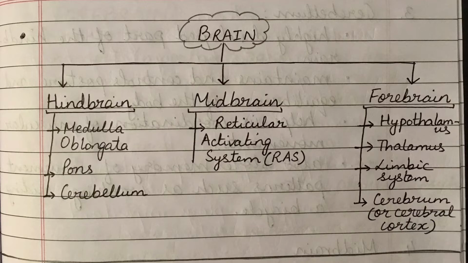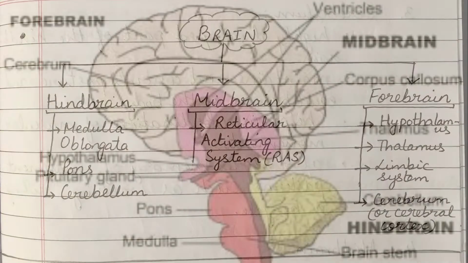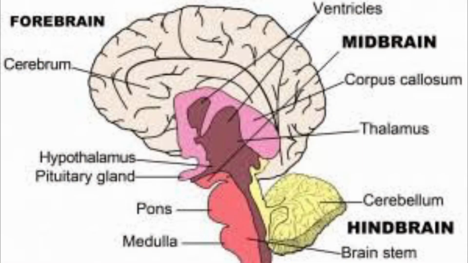known as cerebral cortex. As can be seen from the picture, the hindbrain, which is the lowest part of the brain, has the medulla, the pons, and the cerebellum, and then there is the midbrain, and then there is the forebrain, which is the most important part of the brain. It has the hypothalamus, the cerebrum.